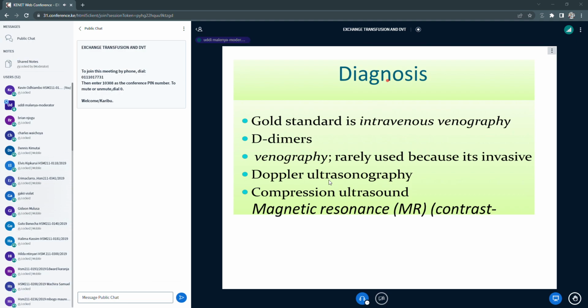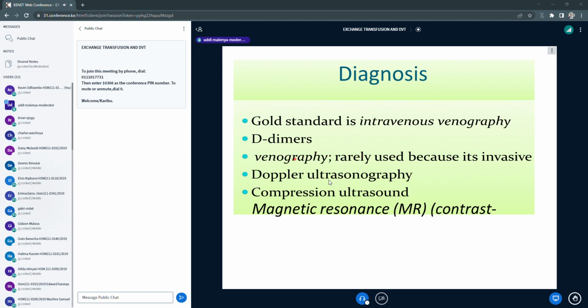Diagnosis. The gold standard is what we call intravenous venography. But in most cases, in our situation, we normally don't do intravenous venography. A young person, or even a patient, will not always agree to venography. We say that venography is rarely used because it is invasive, so our patients may not want to undergo it.